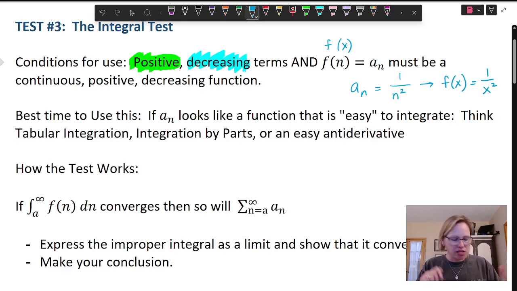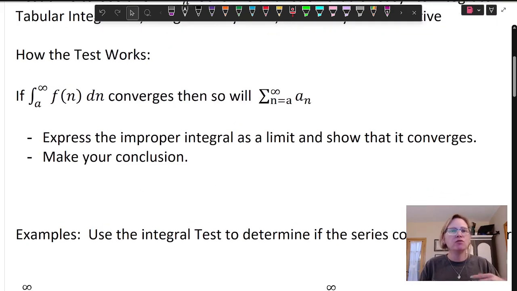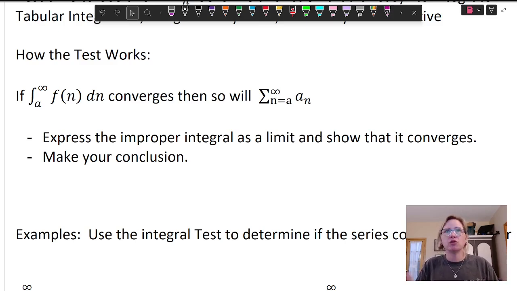So how does the test work? Well, the test works like this. If you can create an integral and you have this continuous function f of n, if the integral converges, well, then the series will converge. So it's as simple as that. So as you're doing this test, you're going to express your integral as an improper integral with a limit, and you're going to show that it converges. You're then going to just state your conclusion: because my integral converges, therefore the series will converge.